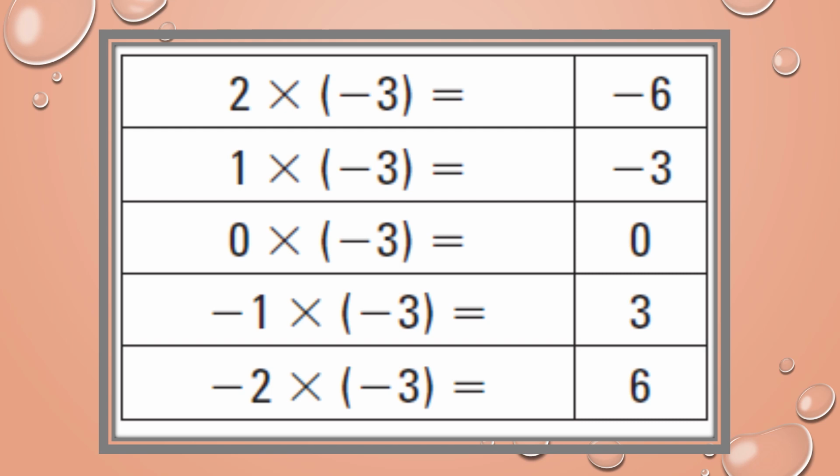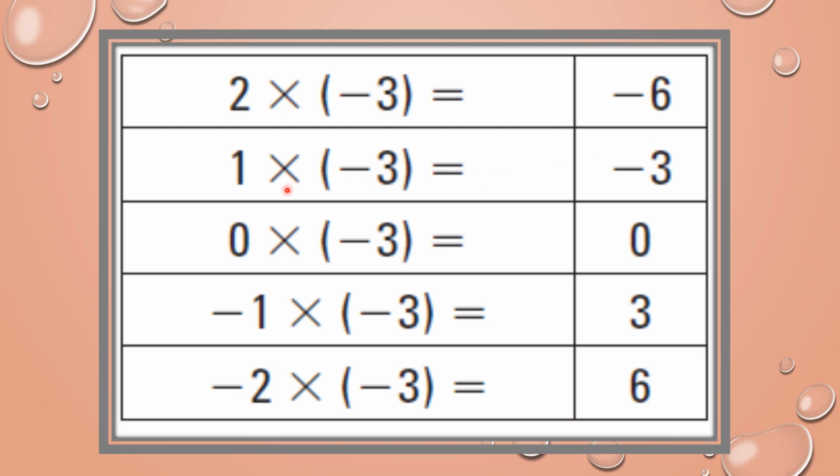Okay, I have here examples or illustrations for the rules of multiplying integers. First, 2 times negative 3 is equal to negative 6. Kung mapapansin nyo, sa una nating example, ang 2 ay positive, and then ang 3 ay negative. So, since magkaiba sila ng sign, the answer must be negative. And then, imumultiply lang natin yung dalawang number. 2 times 3 is 6. So, the answer for 2 times negative 3 is negative 6.